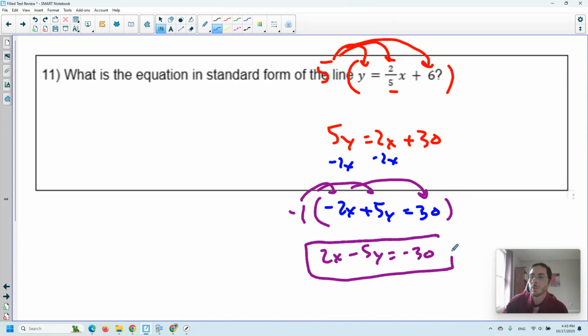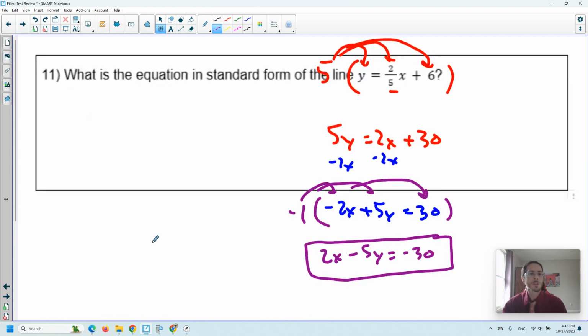And that's it. It's a pretty easy question, but it's also an easy one to miss because it's easy to forget that the 2 has to be positive. So we have to switch all the signs in order to make it positive. Sometimes you don't multiply by -1 because the x is already positive. So you just got to watch out for that. But anyway, that's number 11.